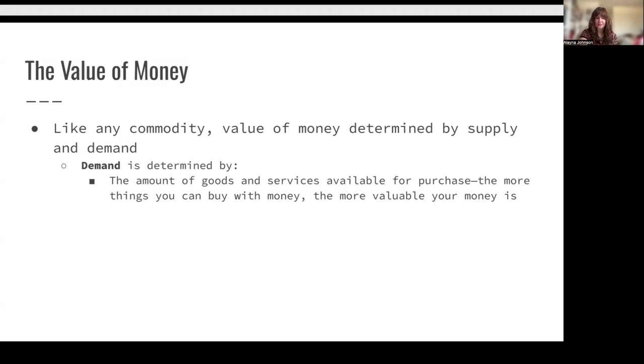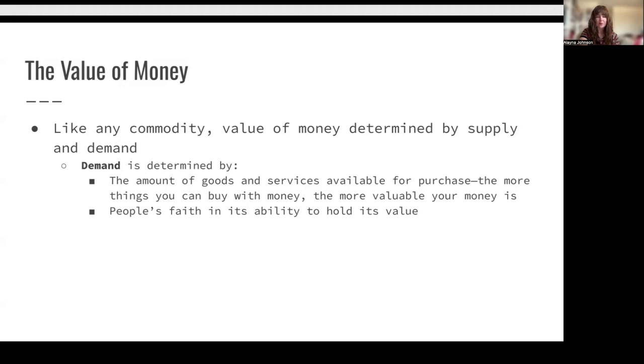The other thing that impacts demand for money is public faith that the money will hold its value over time. So remember from our supply and demand fundamentals that we've learned earlier, one thing that impacts demand and price for anything is expectations about the future. So if my money is going to be worth less in the future than it is right now, then I'm less likely to accept it in exchange for my goods and services. I don't want it. I don't want to keep it.